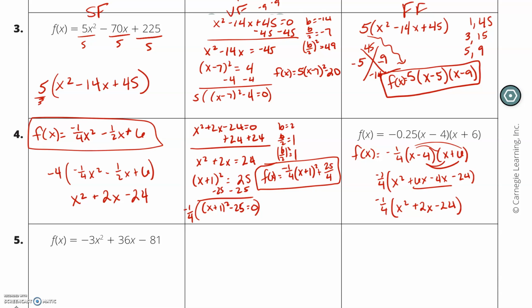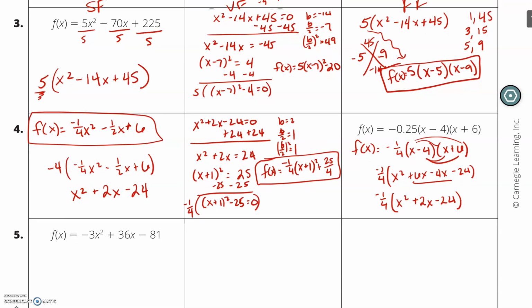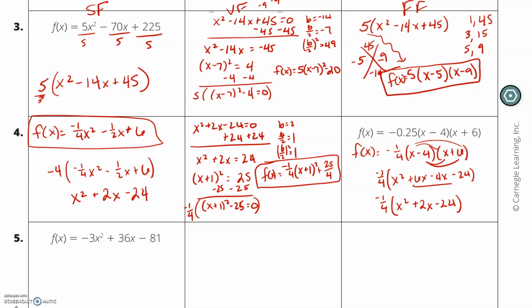We can go check these on Desmos if you want. All right, our last one, we start in standard form, and we need to get to factored and vertex. So I find factored form easier than vertex form, so I'm going to start with that.